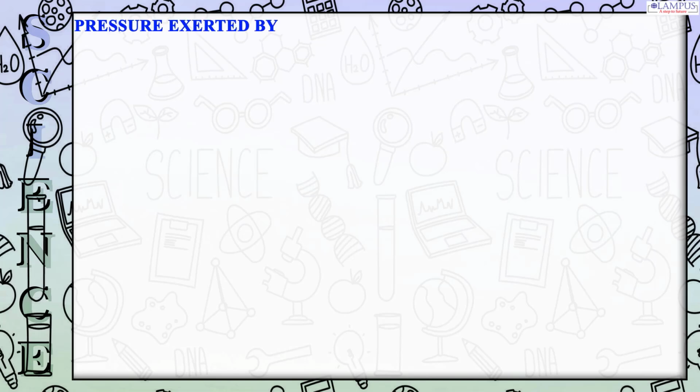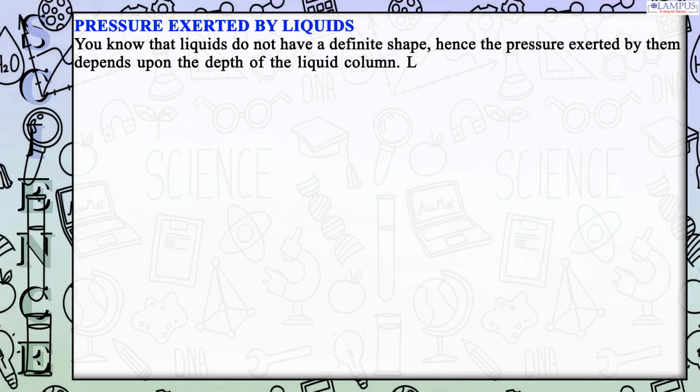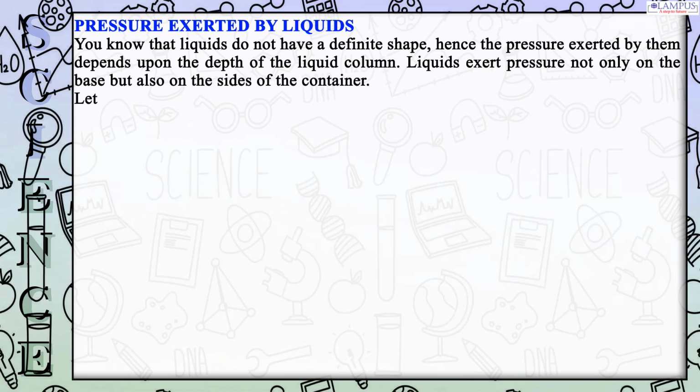Pressure exerted by liquids. You know that liquids do not have a definite shape, hence the pressure exerted by them depends upon the depth of the liquid column. Liquids exert pressure not only on the base but also on the sides of the container. Let us perform some activities to understand this.